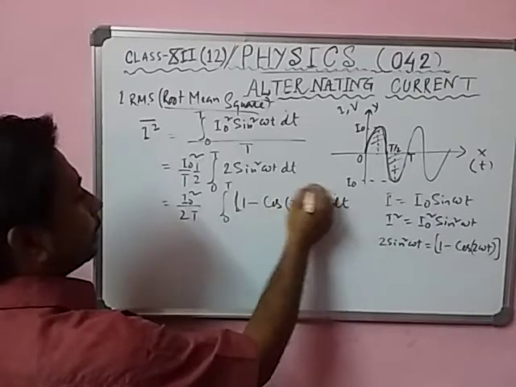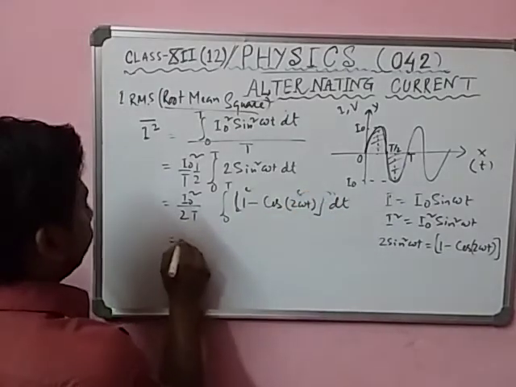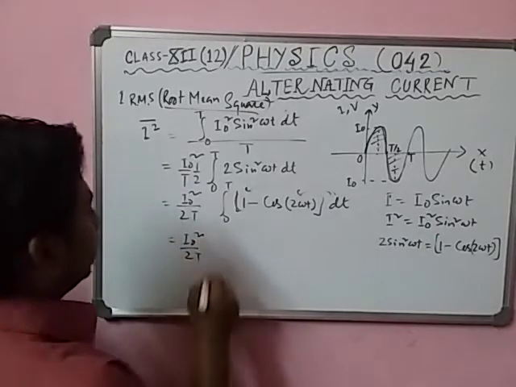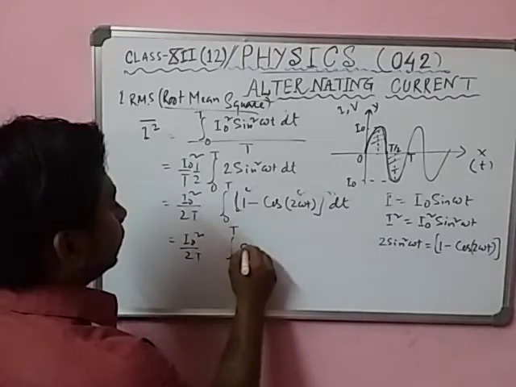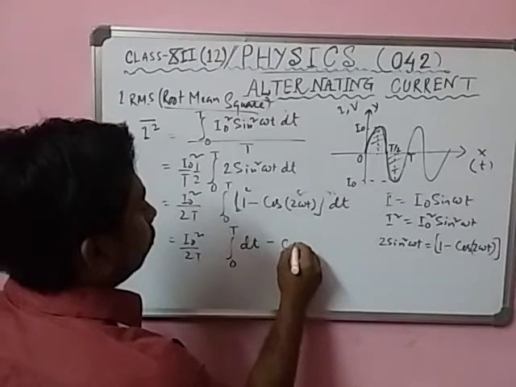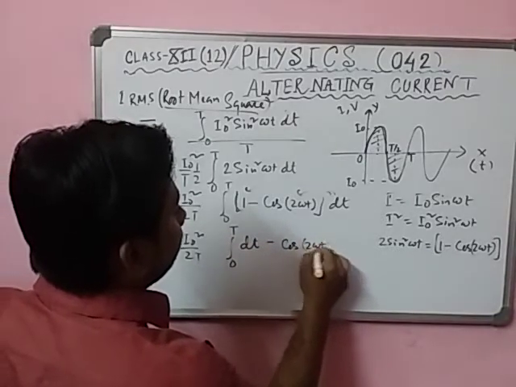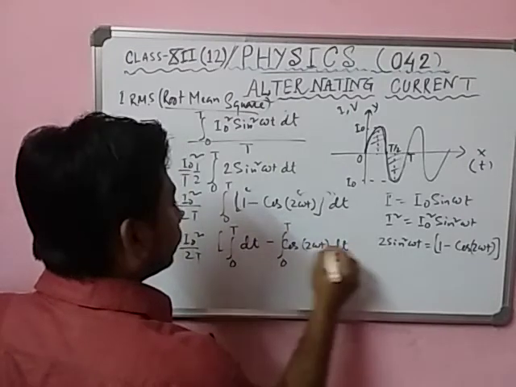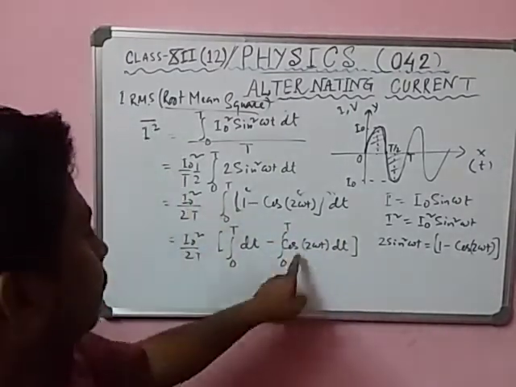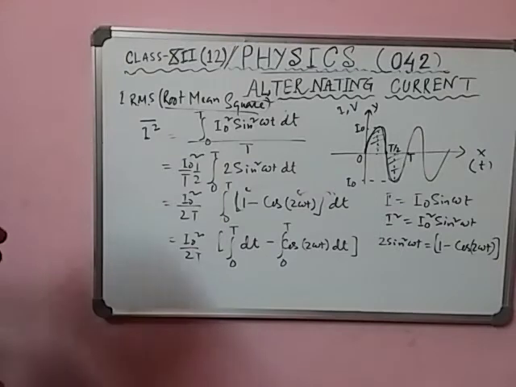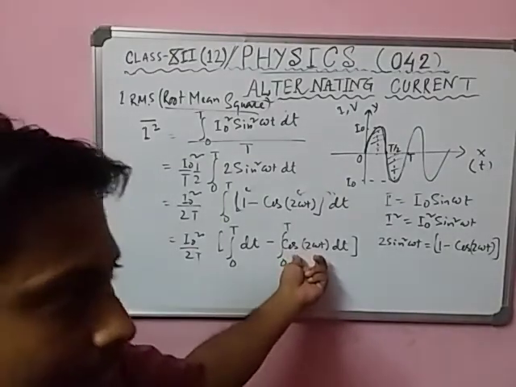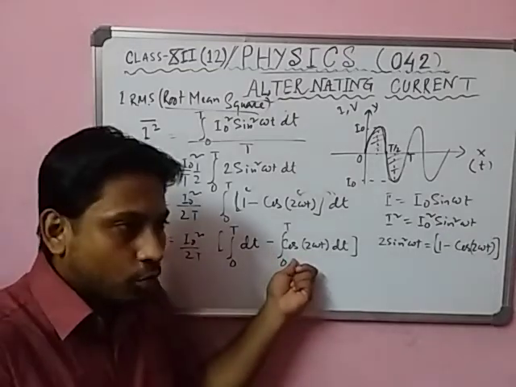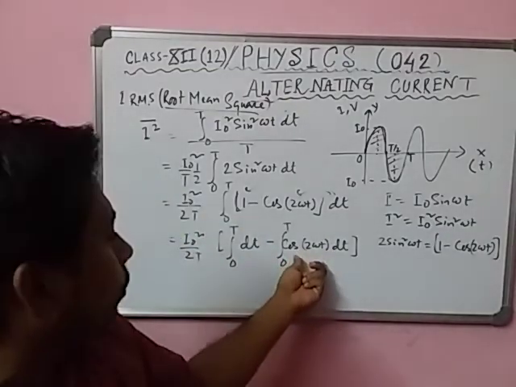Now multiply it by dt here and here also. So I0 square by 2t, integration of 0 to t dt minus cos of 2 omega t into dt over 0 to t. So students, if you integrate cos 2 omega t, we will get sin 2 omega t by 2 omega.